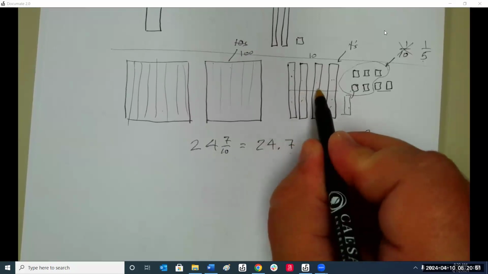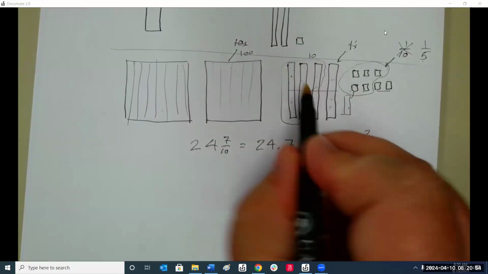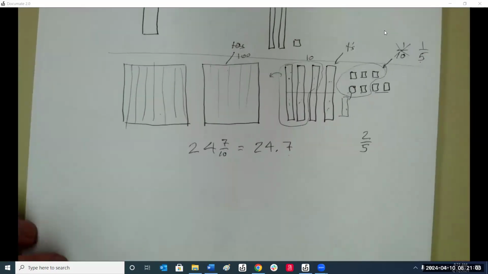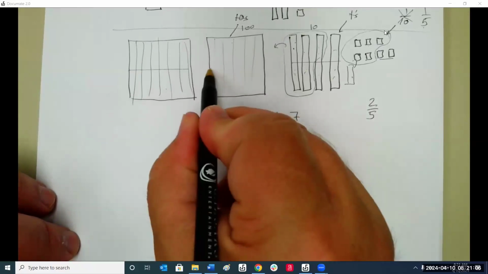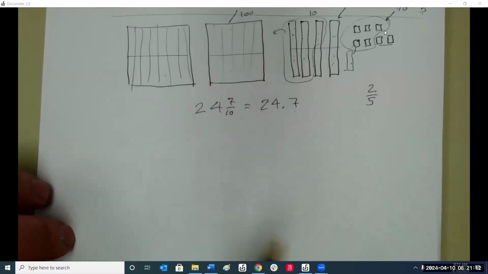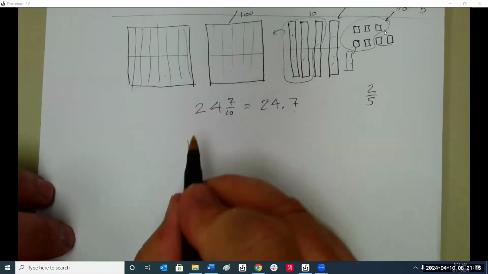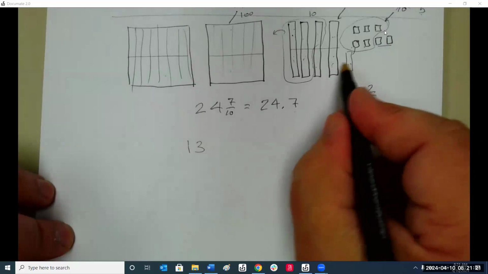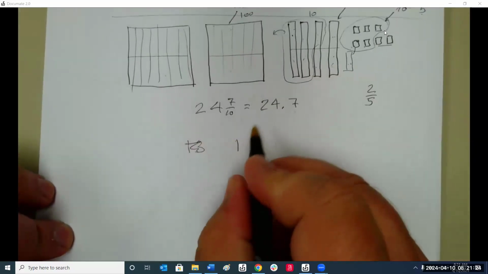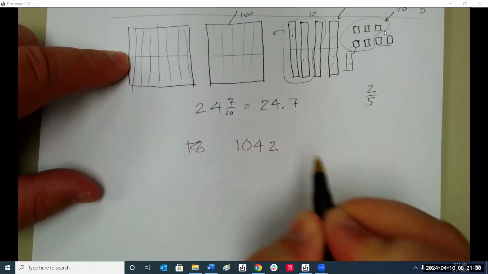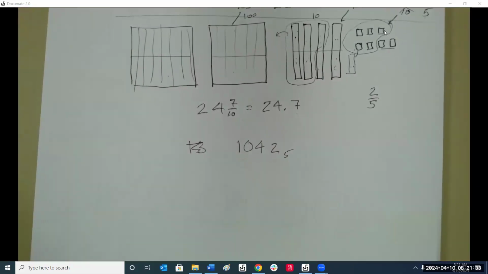So at every 5, we'd get a next digit. 1, 2, 3, 4, 5. One, two, three. 1, 2, 3, that's 4. That would be that number.